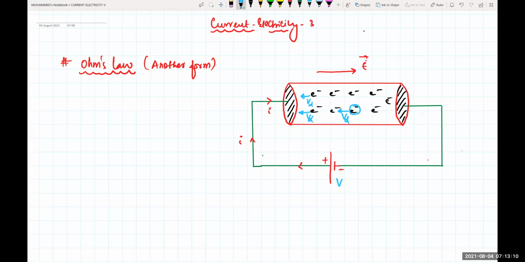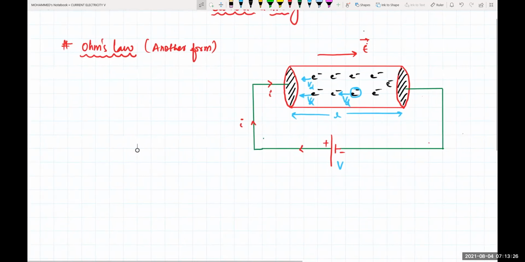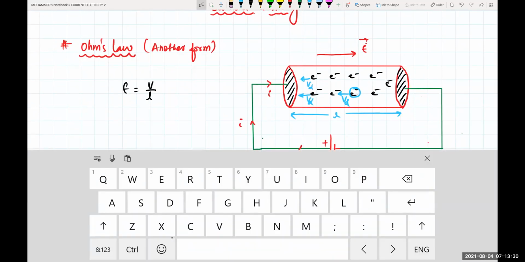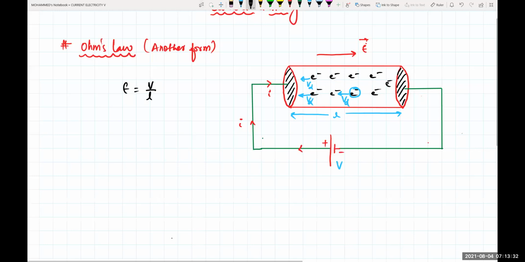The potential applied is V. The length of this conductor, say, is L, and the area of cross section is A. When we apply the potential between the two terminals, the electric field will be E equals V by L. From electrostatics, E equals V by L, part of the relation.